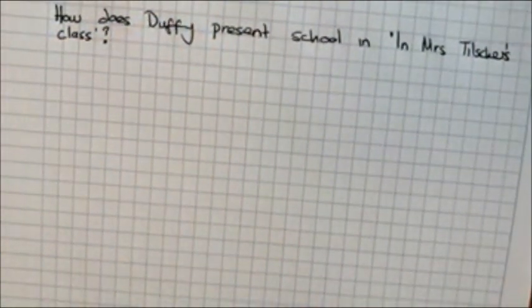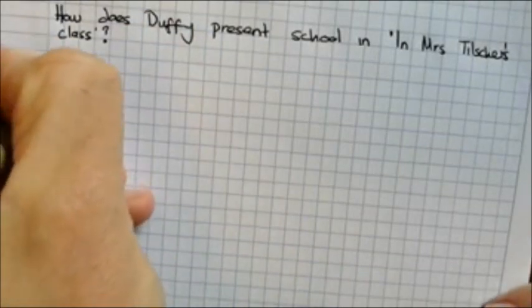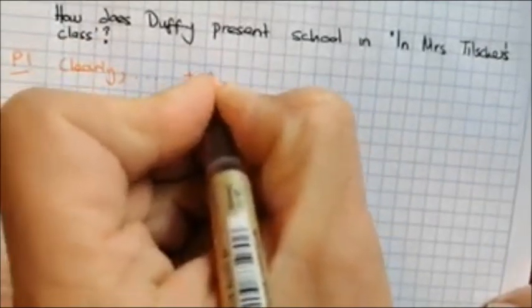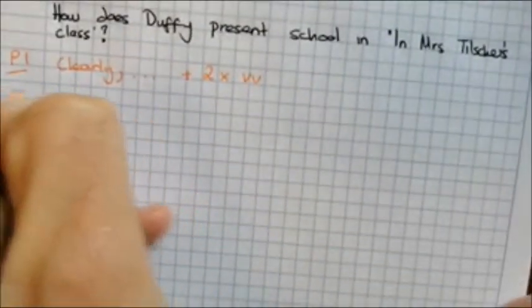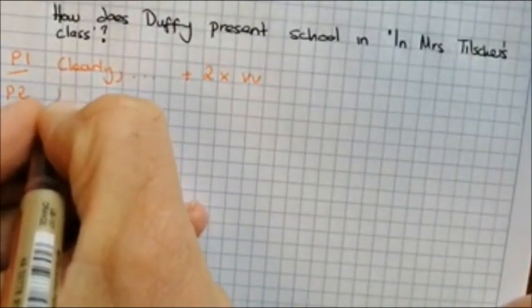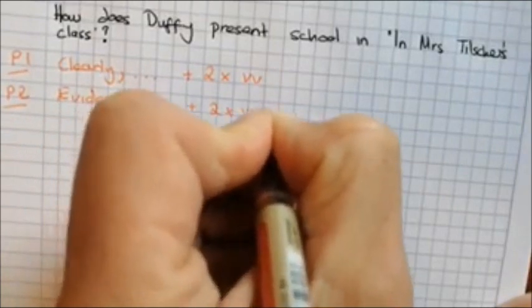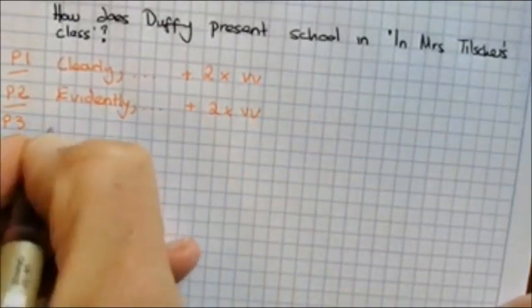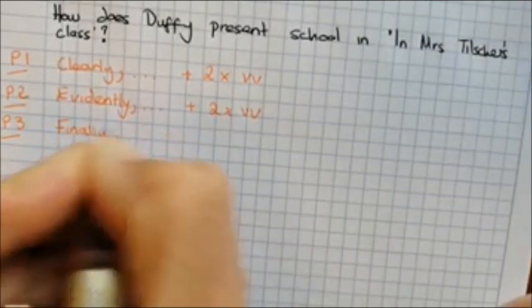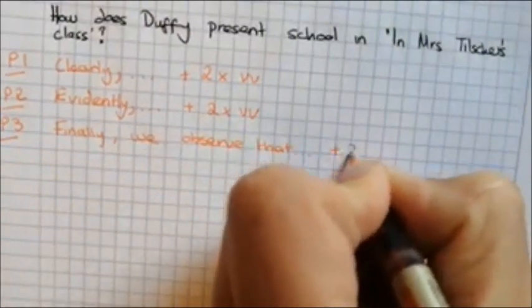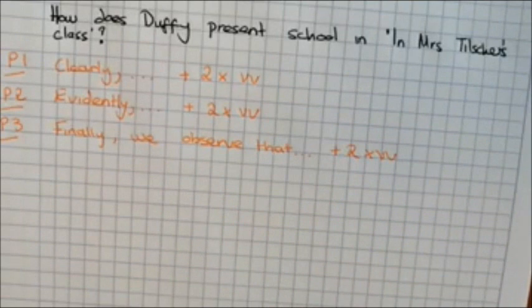Okay, and so you want to write your 3 topic sentences. Your one for paragraph 1, which will start with clearly, plus 2 times versatile vocab. Then you're going to write your opening sentence for paragraph 2, starting evidently, plus 2 times versatile vocab. And paragraph 3, finally, we observe that, plus 2 times versatile vocab. Okay, that's what you need to do. Take your time, do it well, and follow your next instruction from your teacher.